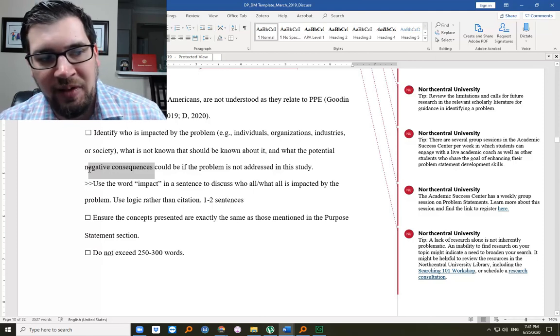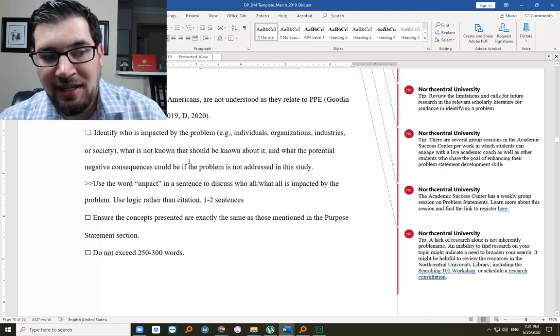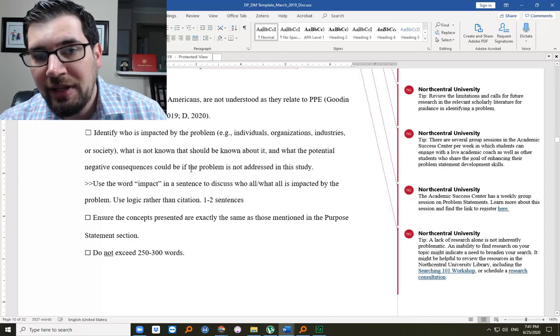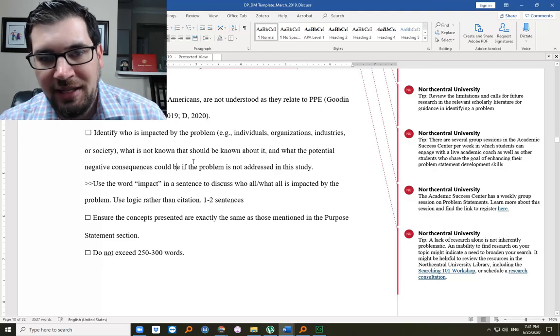What will happen if the problem is cancer exists and we need to cure it? Then the negative consequences of not doing the study could be that people will continue to die from cancer. So what is it for your study?